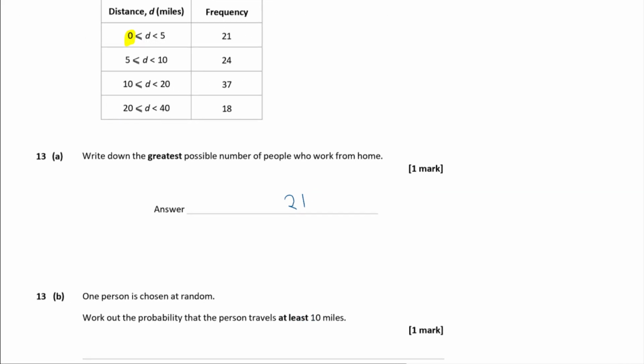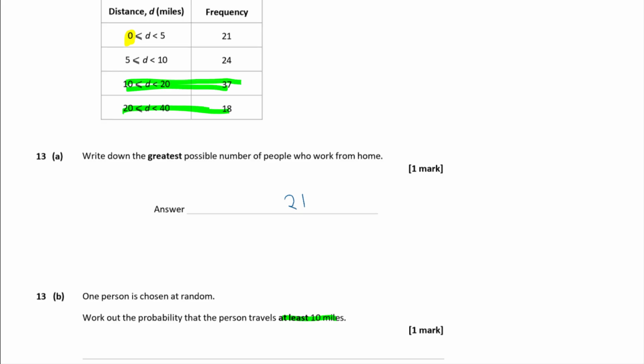Part B says one person is chosen at random. Work out the probability that the person travels at least 10 miles. Okay, at least. At least means 10 miles or more. So which categories are 10 miles or more? It's going to be this one and this one.